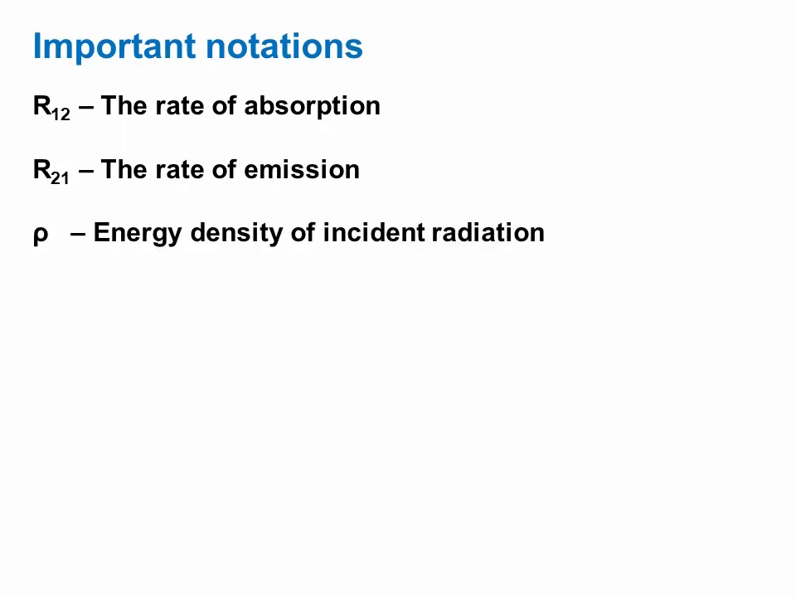The next symbol is rho. Rho is the energy density of incident radiation. This density factor is involved only in the absorption and stimulated emission process, not in the spontaneous emission, because spontaneous emission is a non-radiative transition. So, we should not consider it.